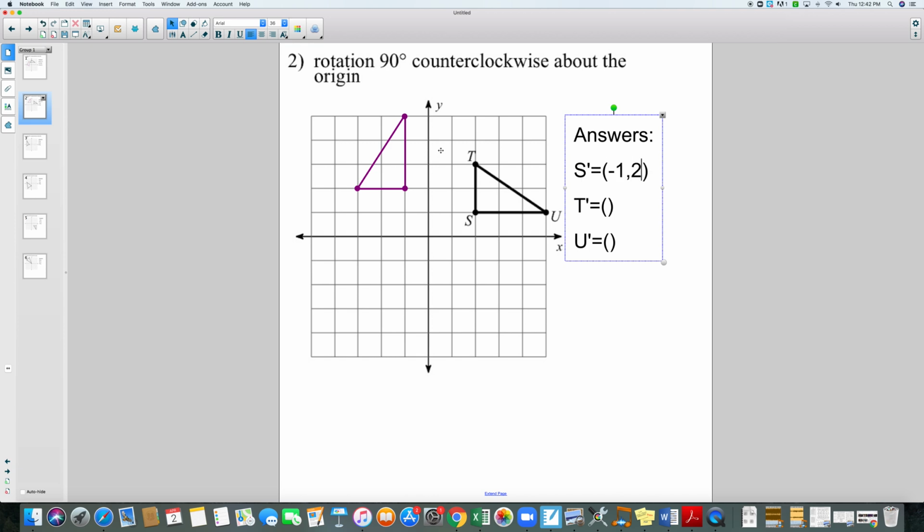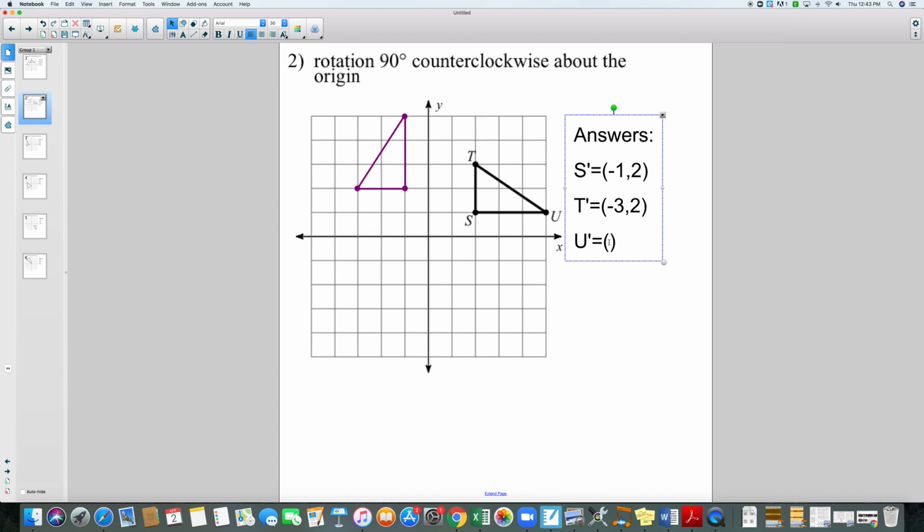For T, originally it was here, so that was positive 2, positive 3. T prime is here, so we're going to be negative 3, positive 2, because we go over negative 3 and up 2.